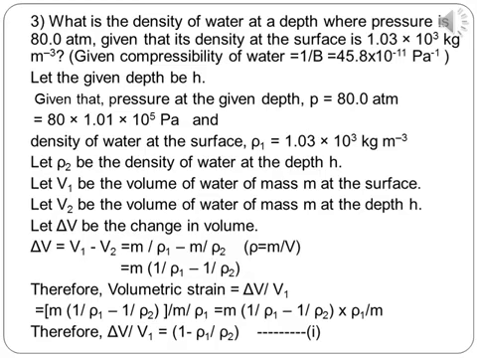So delta V is equal to m into 1 divided by ρ1 minus 1 divided by ρ2. Therefore, volume strain or volumetric strain is equal to delta V by V1, is equal to m into (1 divided by ρ1 minus 1 divided by ρ2) whole divided by m by ρ1. It is equal to 1 minus ρ1 by ρ2, which is the expression 1.